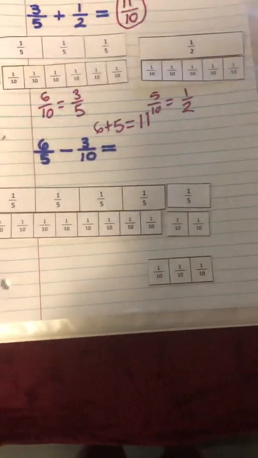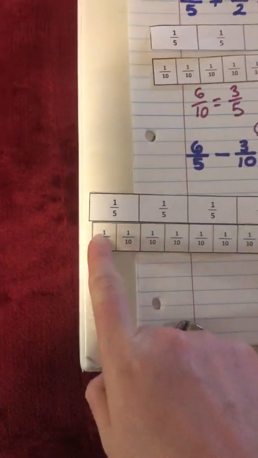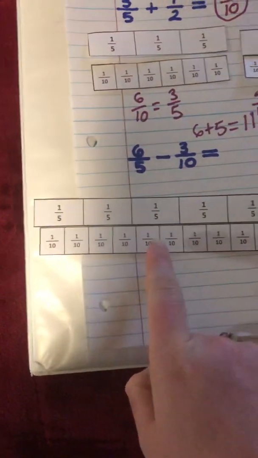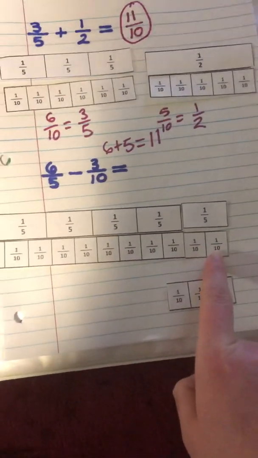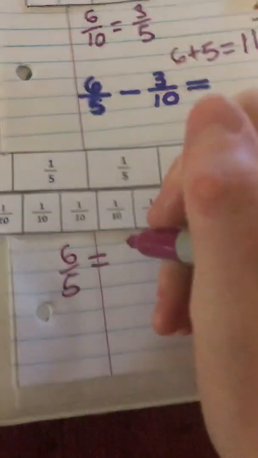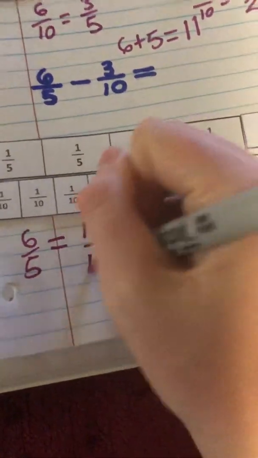And here we needed a lot more than we did last time. This time we needed 1, 2, 3, 4, 5, 6, 7, 8, 9, 10, 11, 12. So now we can see that 6/5 is equivalent to 12/10.